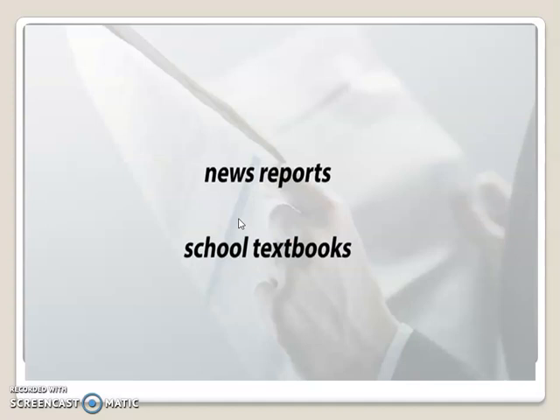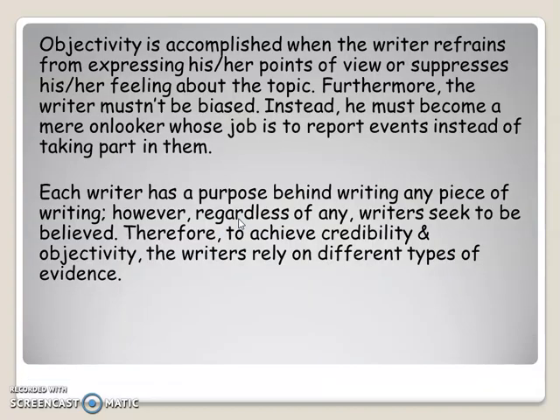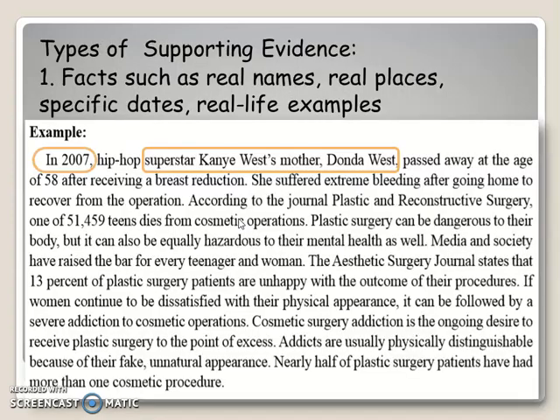Usually, newspaper reports, news reports, school textbooks, essays, and articles are written objectively. When I say objectivity, it's the same as authenticity, credibility, reliability. Usually, the writer refrains from expressing his emotions. He's trying to suppress or hide his feelings. He's trying not to be biased. The main aim is to report events instead of taking part in them.